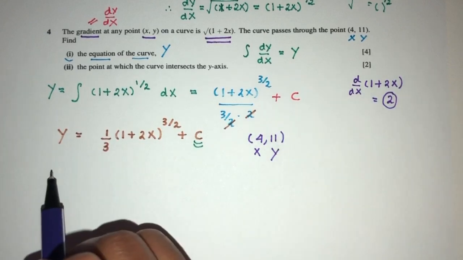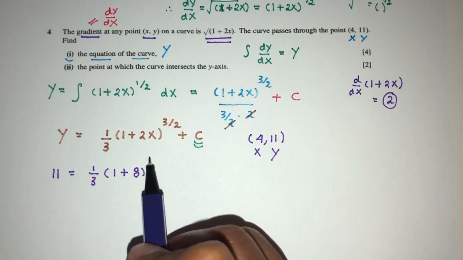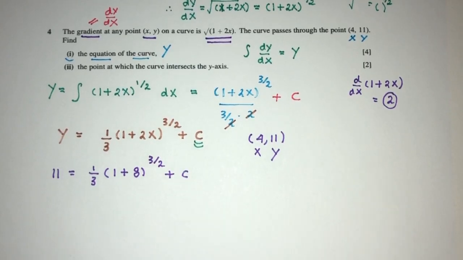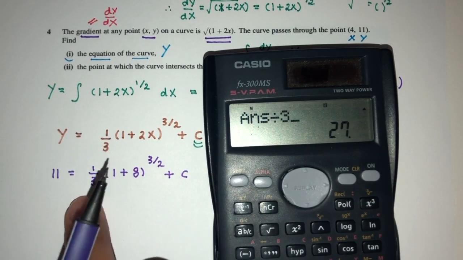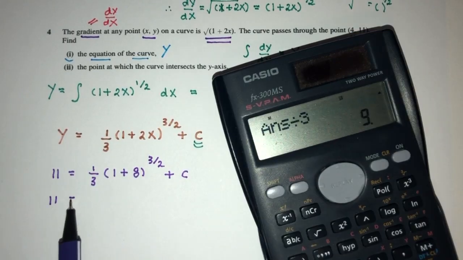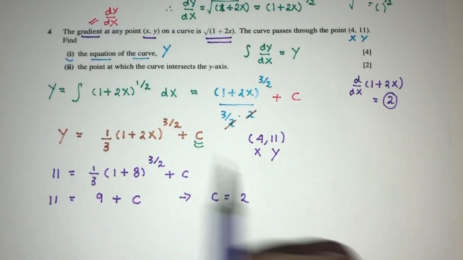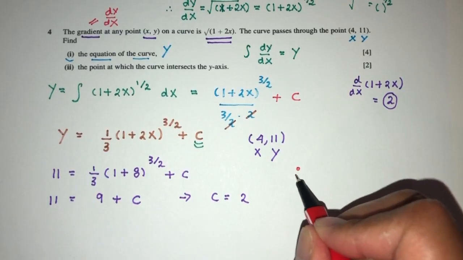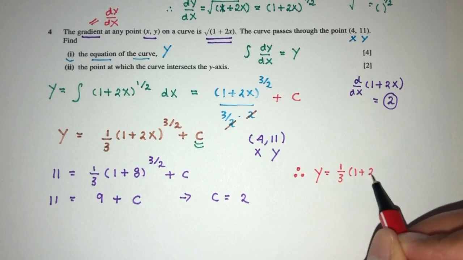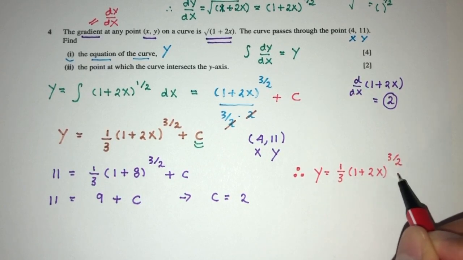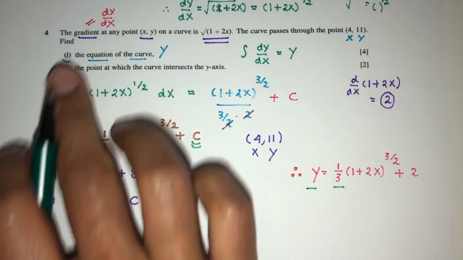So let's do that. y will be 11 when the value of x is equal to 4. So 2 times 4 here is 8, (1 + 8)^(3/2) + c. So 1 plus 8 is 9 power 3/2. That will be this, divided by 3. That will be 9. So 11 is equal to 9 plus c. So finally, c has to be the value of 2. So let's conclude. y has to be 1/3 (1 + 2x)^(3/2) plus the value of c, which is 2. So this is the value of y that we have to show for part 1.